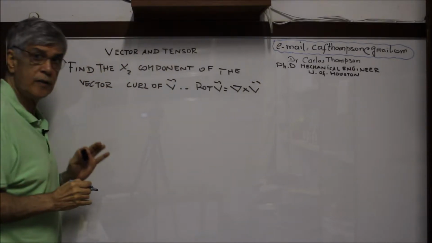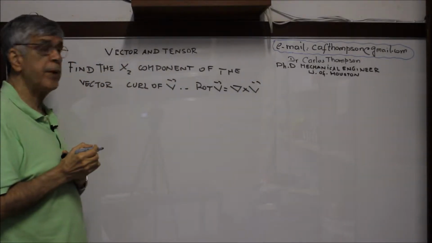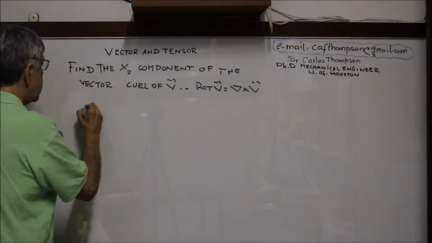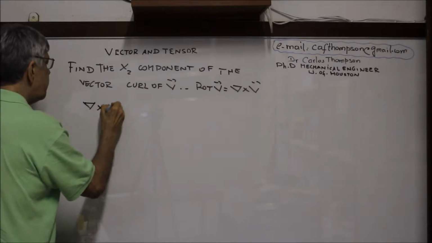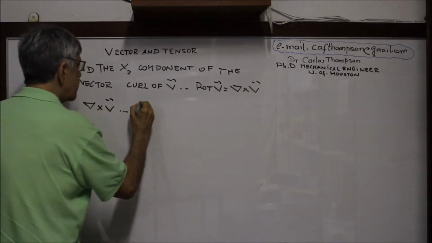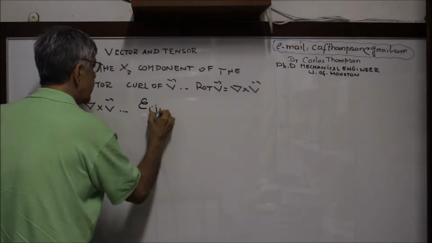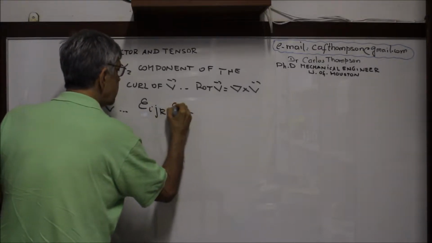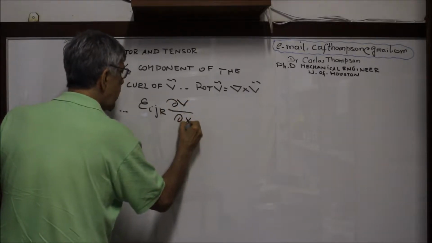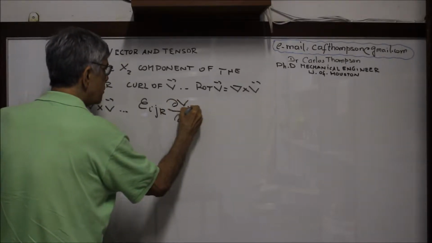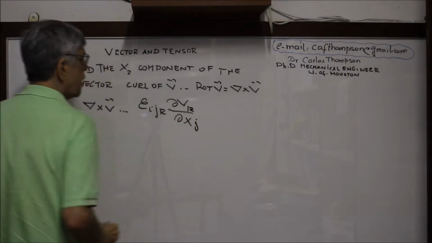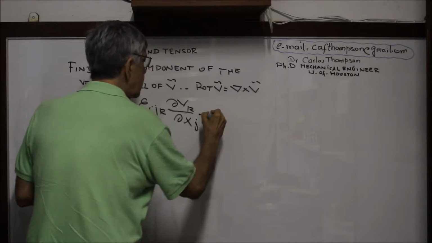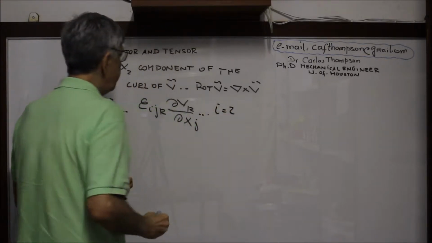Now, let's use the permutation notation. See, look, curl of V is epsilon ijk. Don't forget here, you see partial V with respect to x. This k comes over here, and this is j over there. Now, you want the x2 component, so let's set i equal to 2.